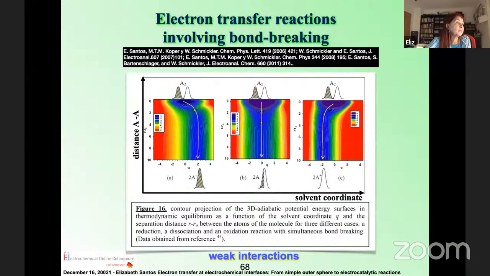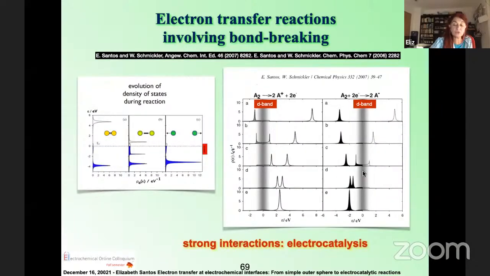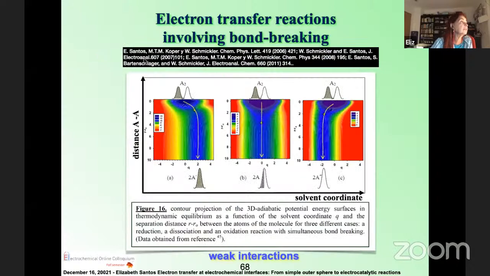And then we can also obtain these potential energy surfaces, and depending on whether we have a dissociation, a reduction or an oxidation, here is the solvent coordinate, the distance between both atoms in the molecule. We have different shapes for these potential energy surfaces.